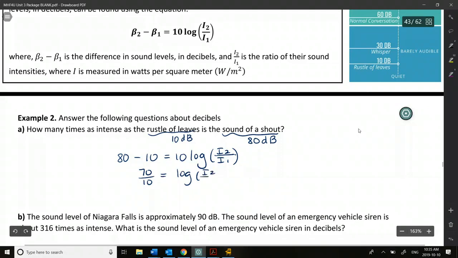Why can't you just do 80 minus 10? Why do you have to do all the I stuff? Because I'm isolating for I2 over I1.